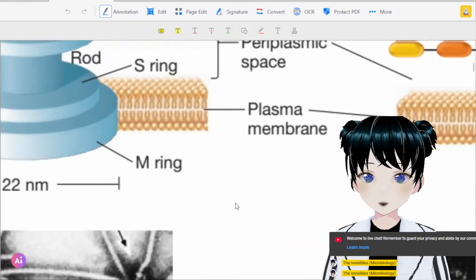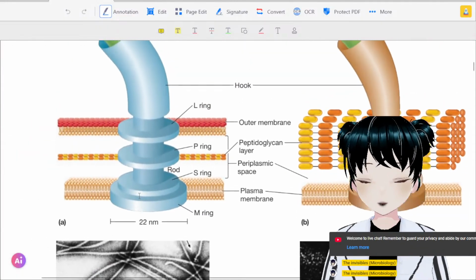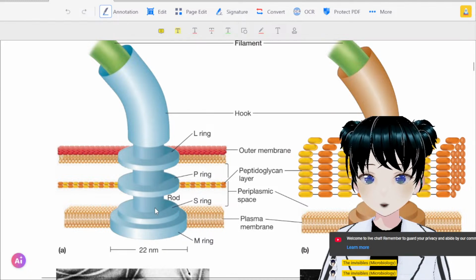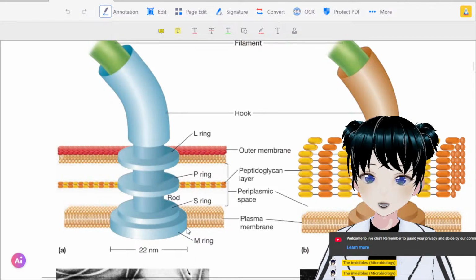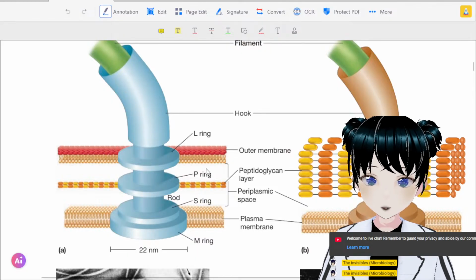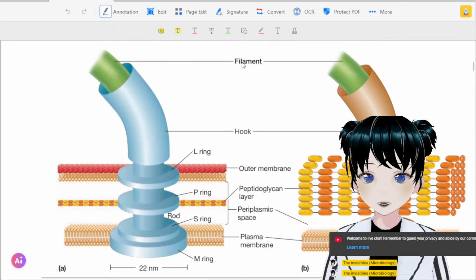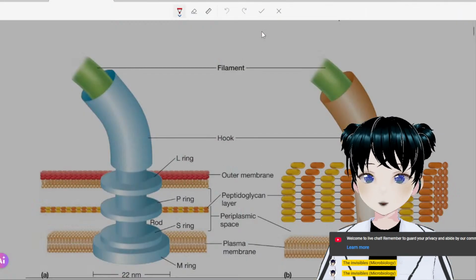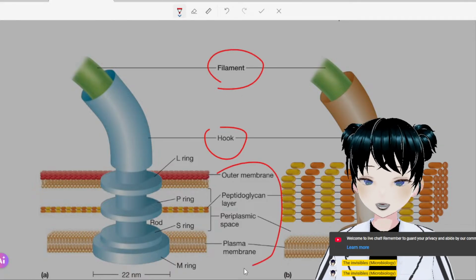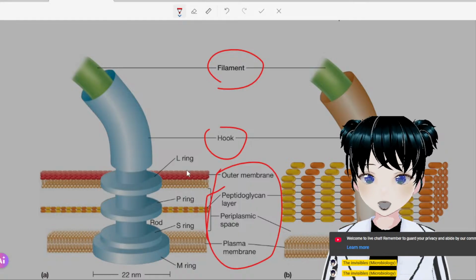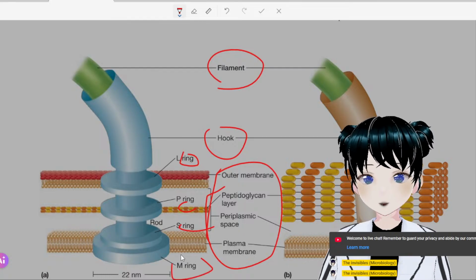First look at its basal size. It is 22 nanometers. The length is in micrometers and the diameter is in nanometers. Now this is divided into three parts. The first part is filament, the second part is hook, and the third part is base. The base has a lot of rings: L ring, P ring, S ring, and M ring.